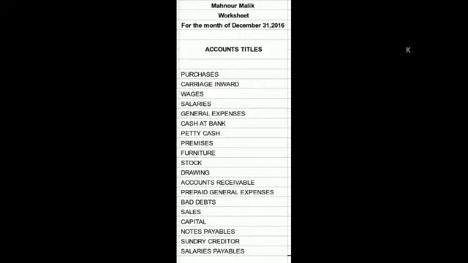So today, I will be explaining and illustrating to you the accounting cycle from worksheet to financial statement. But after the worksheet, we will proceed to income statement and balance sheet so that we have our basis for the preparation of a financial statement. So let's start with the worksheet.